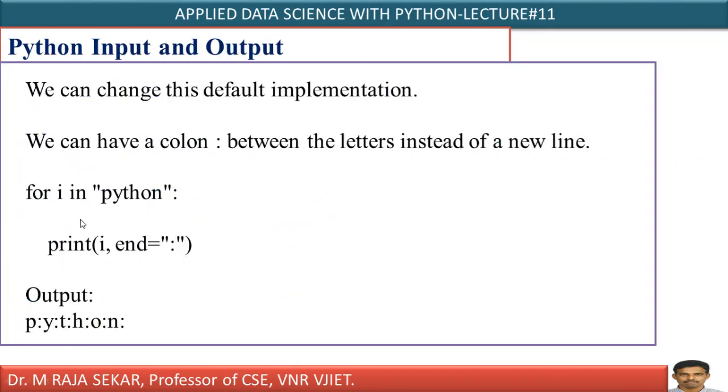Now, just see this one: print(i, end=":"). For i in Python, first i will take P. Print i means it will print. And end means each letter ends with whichever symbol I keep; it will end with this one.